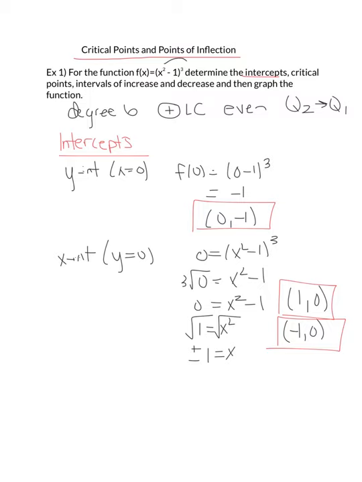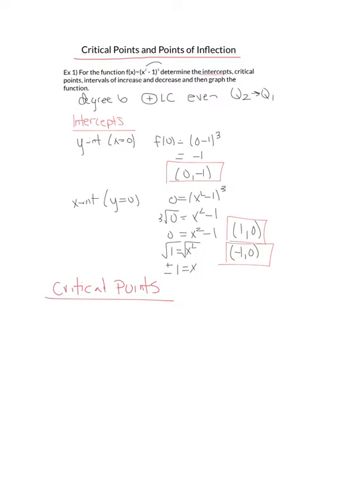Notice how I've just been boxing all of these off, whether you want to highlight it, whatever you want to do, just so that you're not searching all of your pages for those critical points again. All right, now that we've found our intercepts, we are going to be talking about our critical points. Now again, these happen when our derivative is equal to 0.